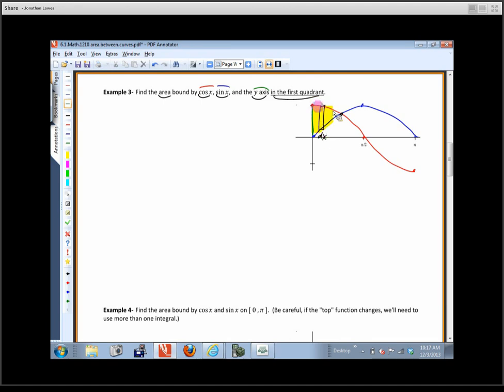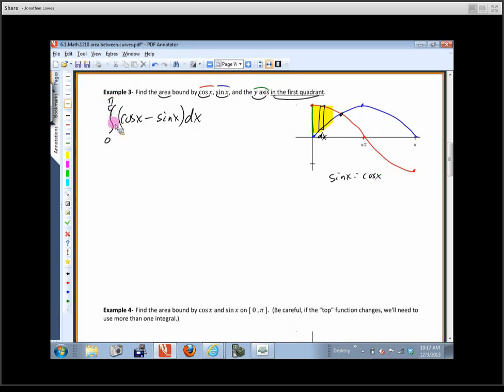Well, the top function is the cosine. That tells me where the top of the rectangle is. What tells me where the bottom of the rectangle is? The sine. So again, I need a height, so this is going to be the top, which is cosine x, minus the bottom, which is sine x. There's the height. There's the width. Where do I start slicing these little rectangular slices? At 0, and where do I stop? Pi fourths. When does the sine of x equal the cosine of x in quadrant 1? Okay, pi fourths. So this would be pi fourths.